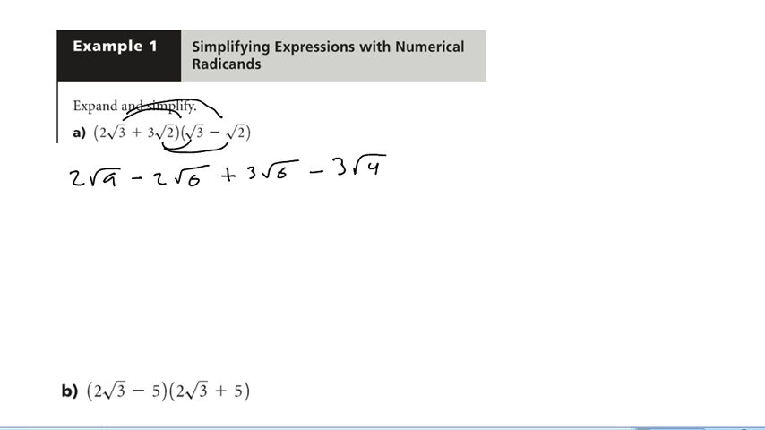So 2 root 9 is the same as 2 times 3, or 6, minus 2 root 6 plus 3 root 6 is plus 1 root 6. And root 4 is just 2, so minus 12. Collect like terms, we get root 6 minus 6. Oops, no we don't, because 3 times 2 is 6. So we end up with just, oops, where's my eraser? Just root 6.